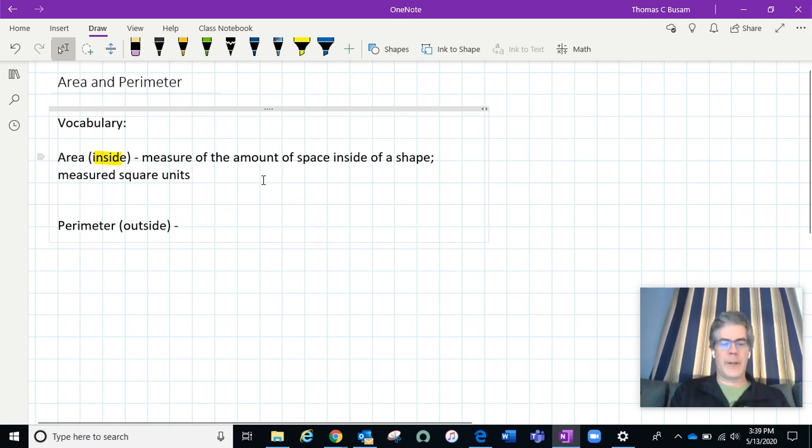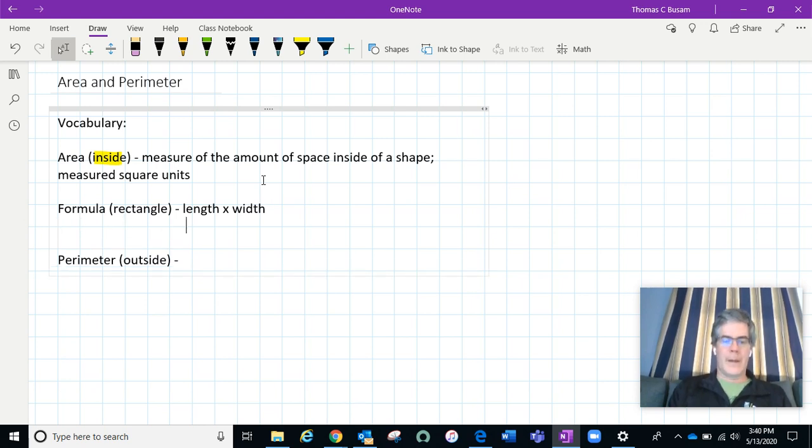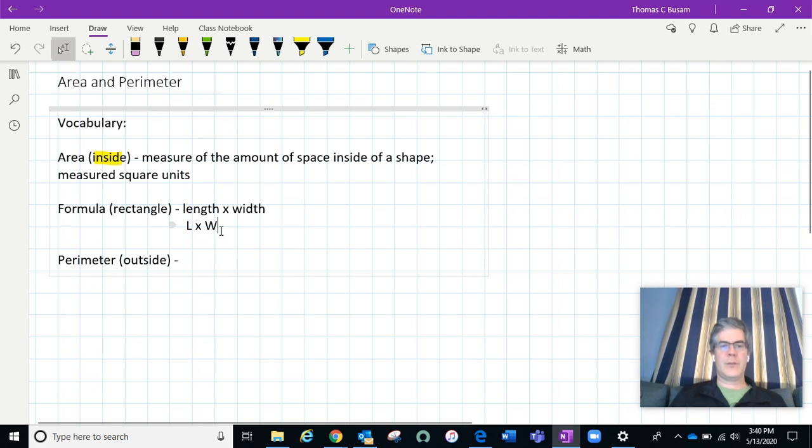Now the formula for area is going to depend on the shape. But for a rectangle, which we're working with in these problems, the formula is the length times the width, which you can abbreviate as length times width. I use capital letters to make it clear. Usually those are in lowercase letters.